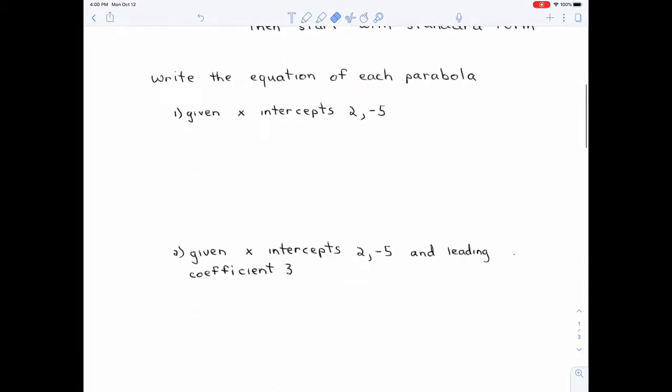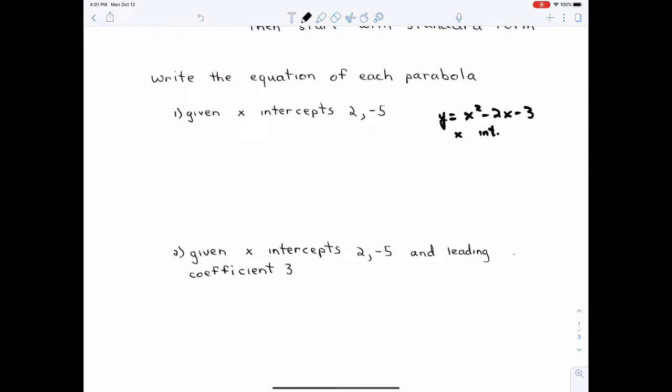So here, write the equation of each parabola given these x-intercepts. Now, I'm going to scribble a bunch of stuff here. If you don't understand what I'm saying, don't go on with this video. Call me over. Talk to me. But don't write any of this down. Let's say I give you y equals x squared minus 2x minus 3. And I say find the x-intercept.